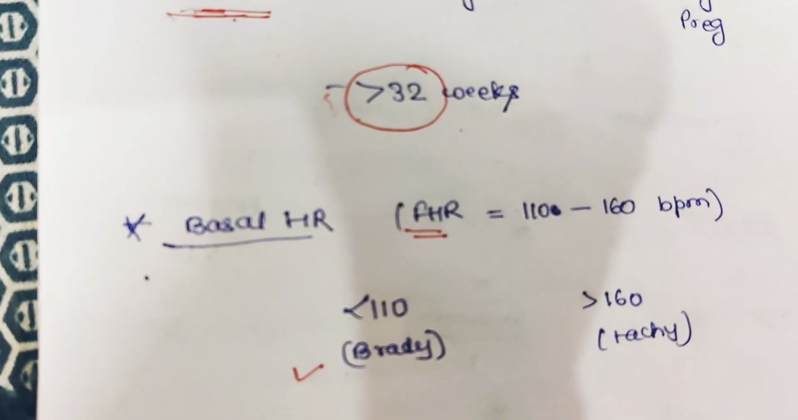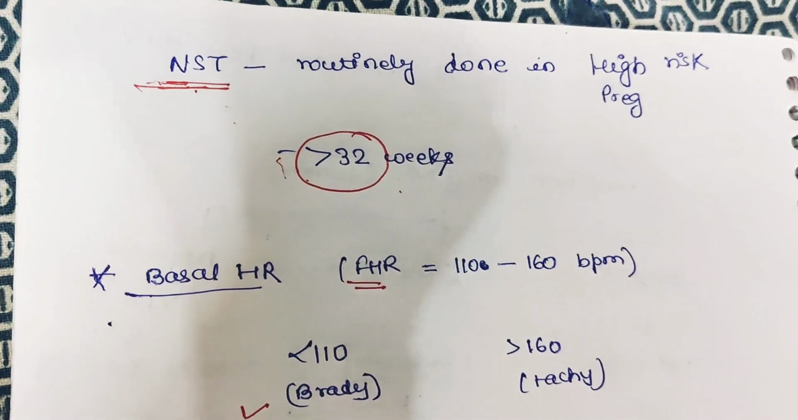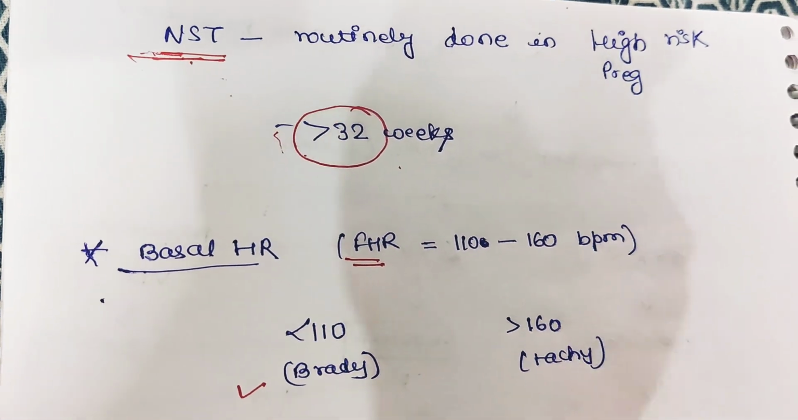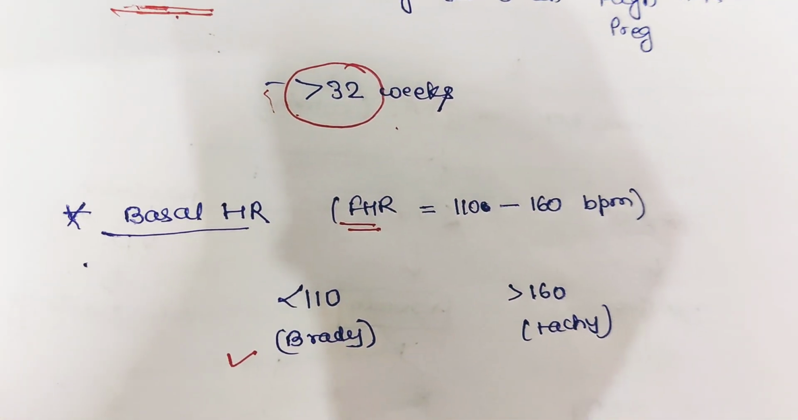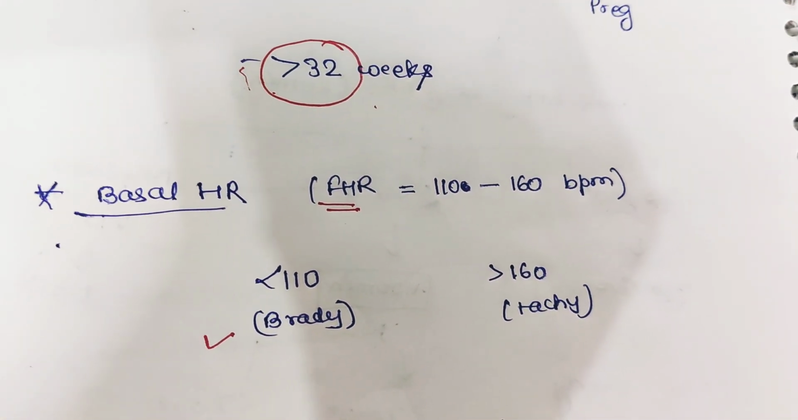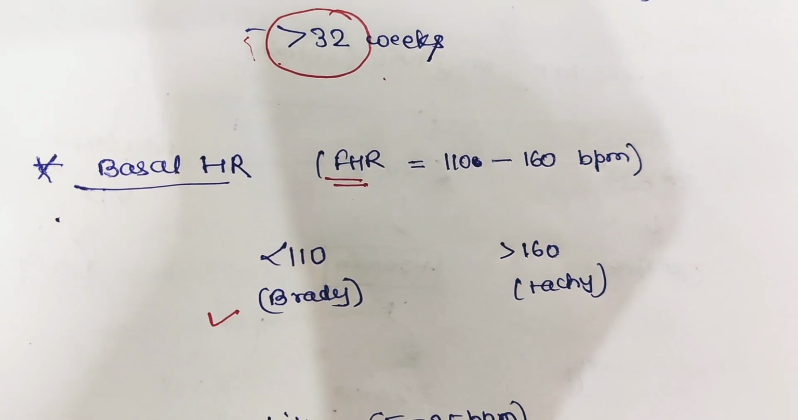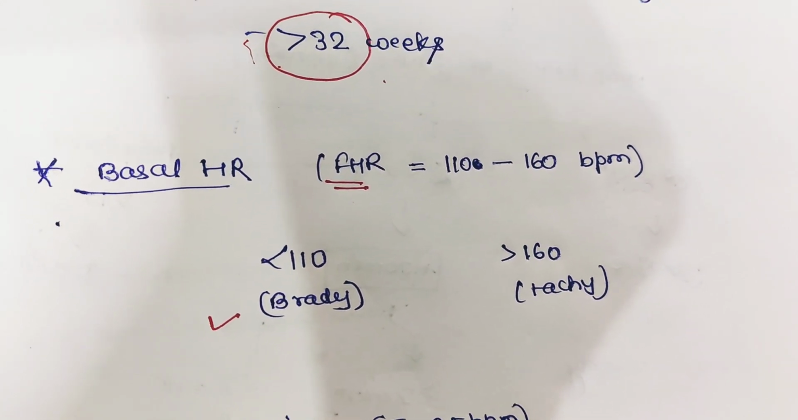So what are the basic characteristics we see in the NST? First, there is something called baseline heart rate or basal FHR. The basal FHR is 110 to 160. If the rate is less than 110, we call it bradycardia.